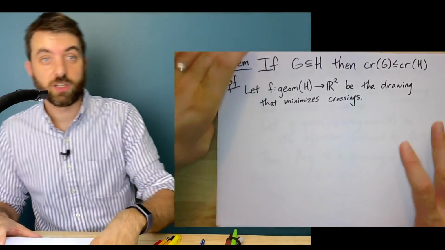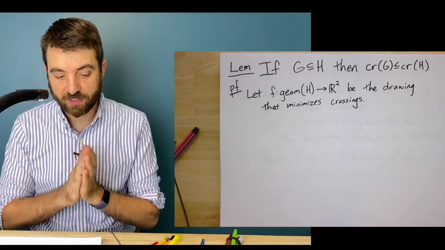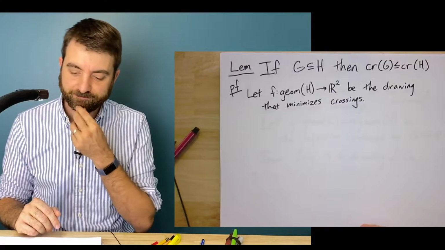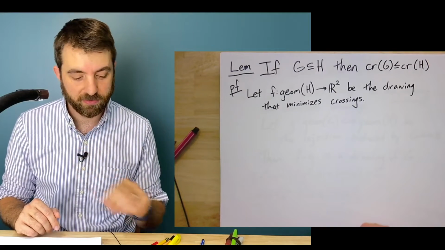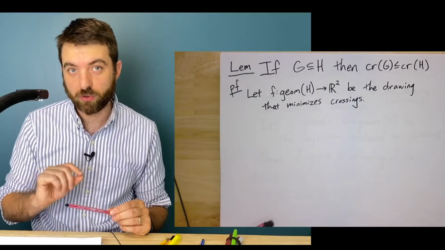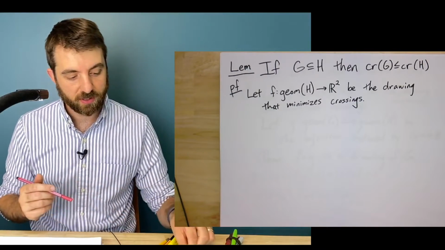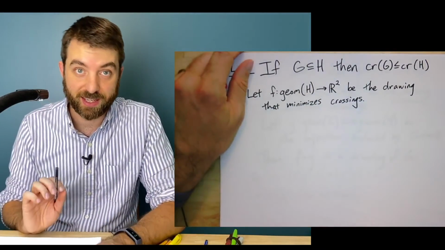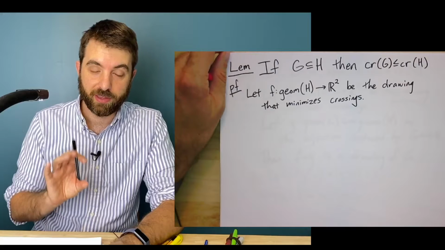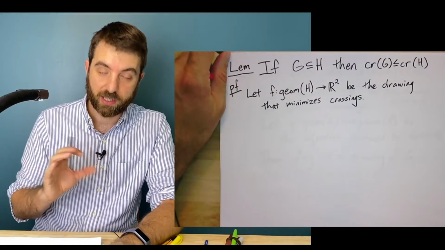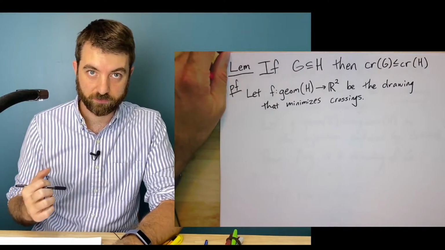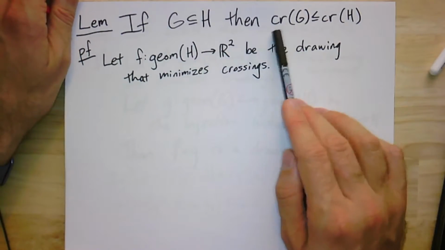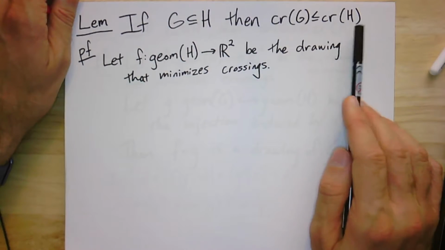So now we can use this definition to state something which is not so difficult to believe, but to work it through the formalisms hopefully will be enlightening. So the statement we want to prove here is that if I take a subgraph, that the crossing number of the subgraph is always going to be less than or equal to the original graph. Okay, so formally, if G is a subgraph of H, then the crossing number of G is less than or equal to the crossing number of H.